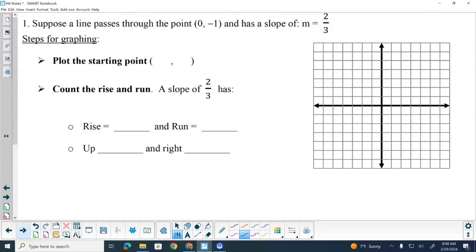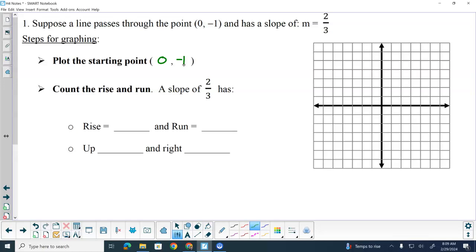All right, let's get into it now. Okay. Suppose a line passes through the point 0, negative 1. So that's going to be our starting point. 0, negative 1. Ash, we'll start with you today. How do I plot the point 0, negative 1? Up 0, left 1. Do we agree with up 0, left 1?